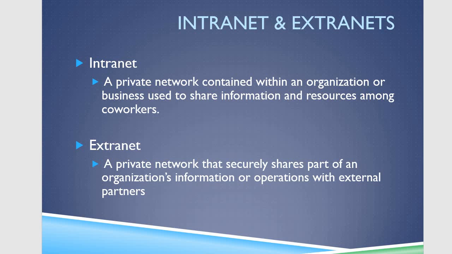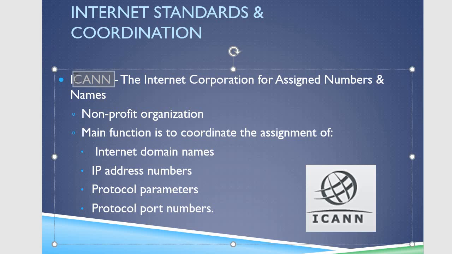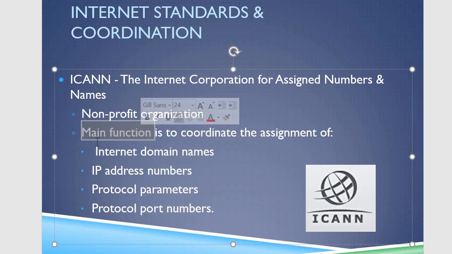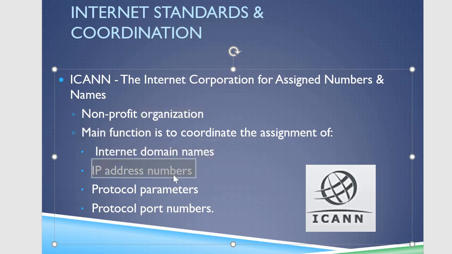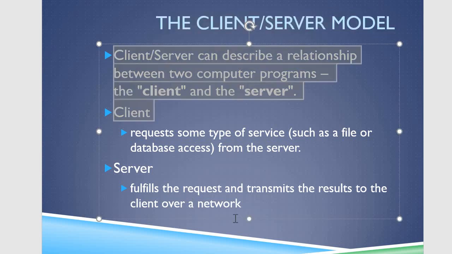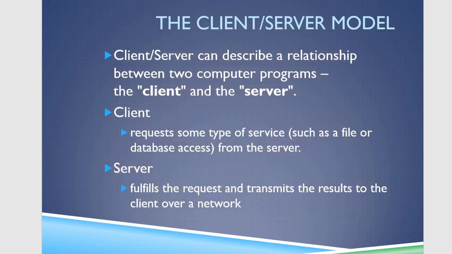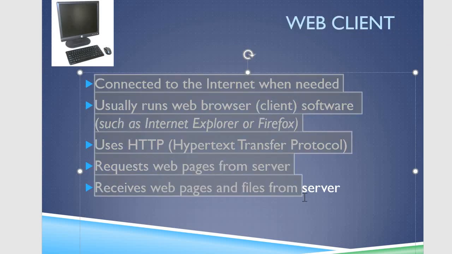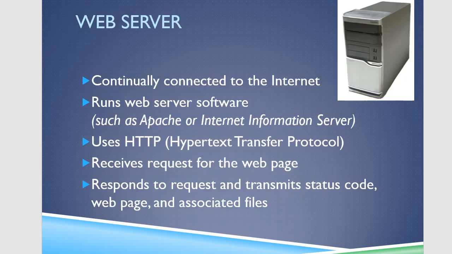Some of the functions of ICANN. See this one. What is ICANN? Internet Corporation for Assigned Names and Numbers. The main functions: internet domain names, IP address numbers, protocol parameters, protocol port numbers. Client server model, you have to study this. Then web client, then web server.